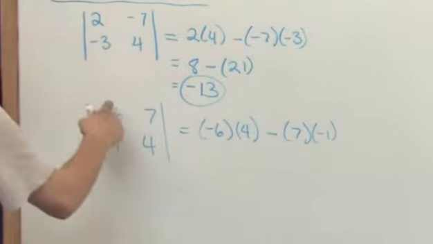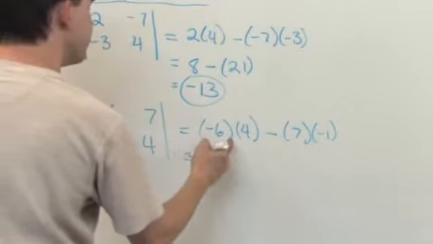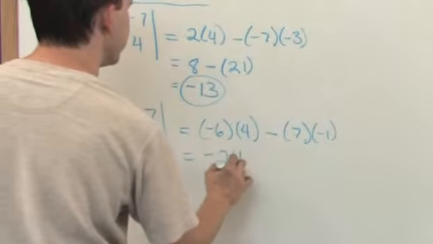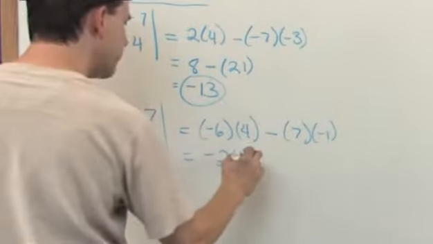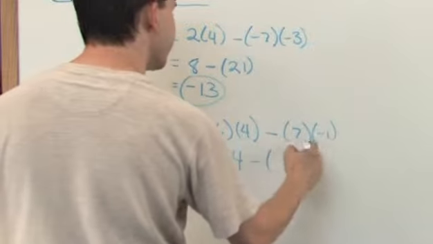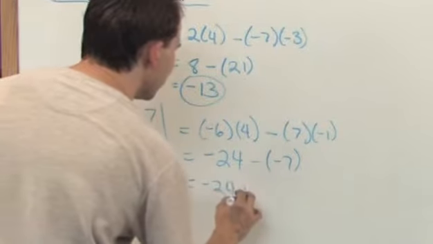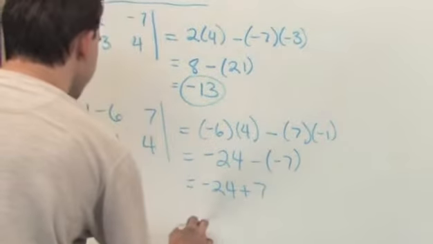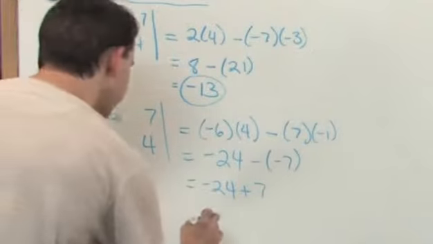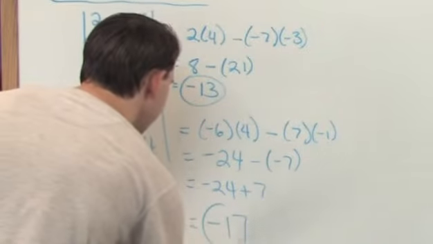Okay? Going like this, then going like this. 6 times 4 is 24, so it's -24 here, minus 7 times negative 1 is negative 7. So you're going to have negative 24 plus 7. So at the end of the day, negative 24 plus 7, you're going to have negative 17. And that is the determinant.